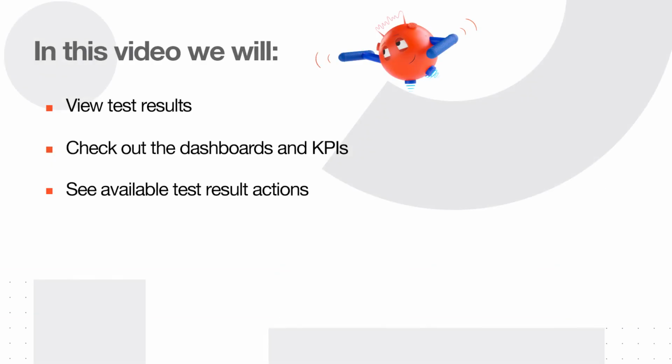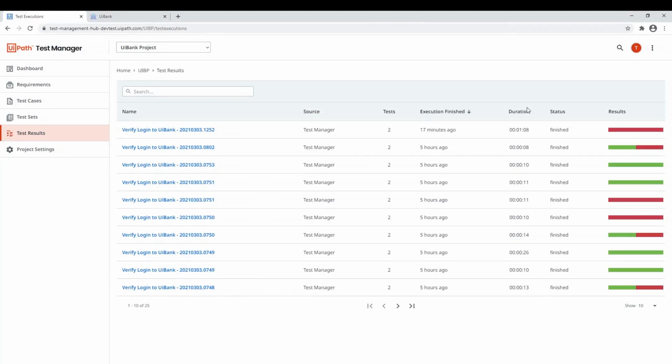This demo is about test results, how they are reflected on the test results page, on the dashboard page, and in the KPIs, and what we can do with test results from Test Manager. Ready? The first page we are going to visit today is Test Results, where we have the results for all the test executions, starting with the most recent one.